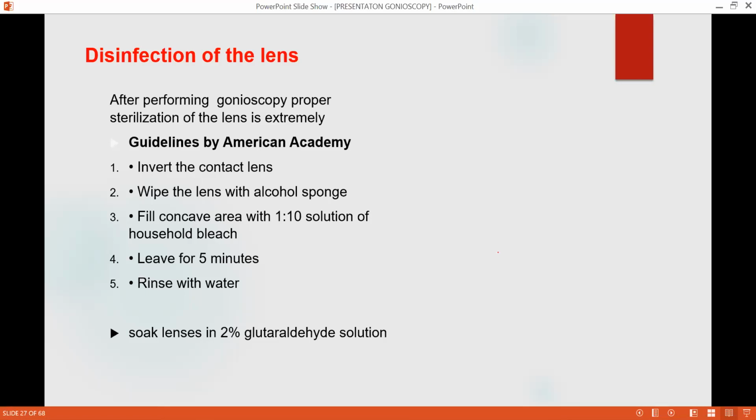Some manufacturers advise to soak the lens in a 2% glutaraldehyde solution for disinfection. That can be equally done.